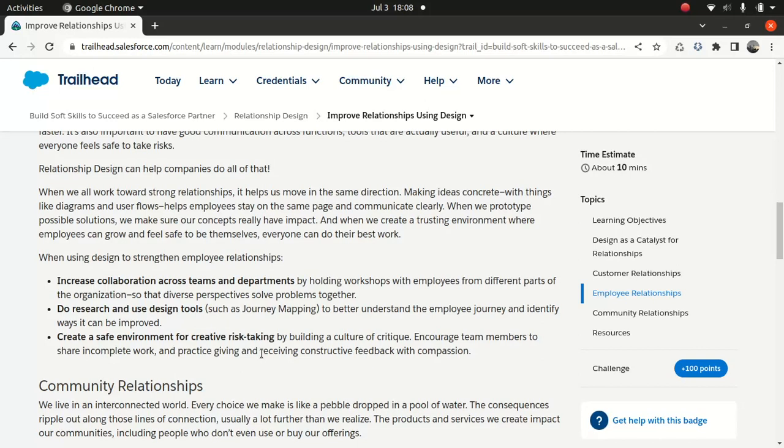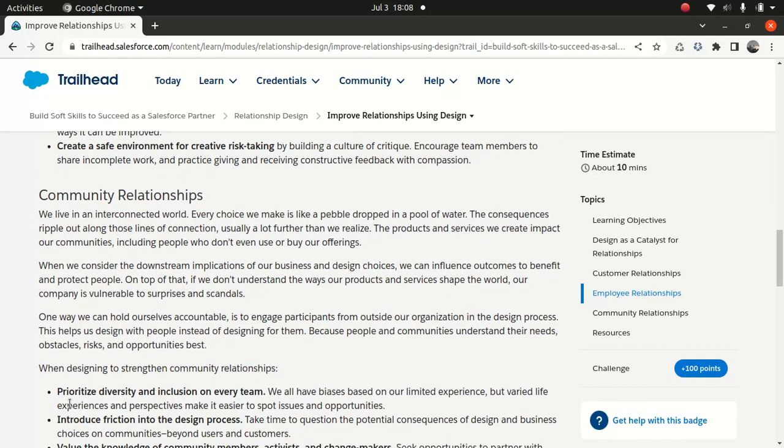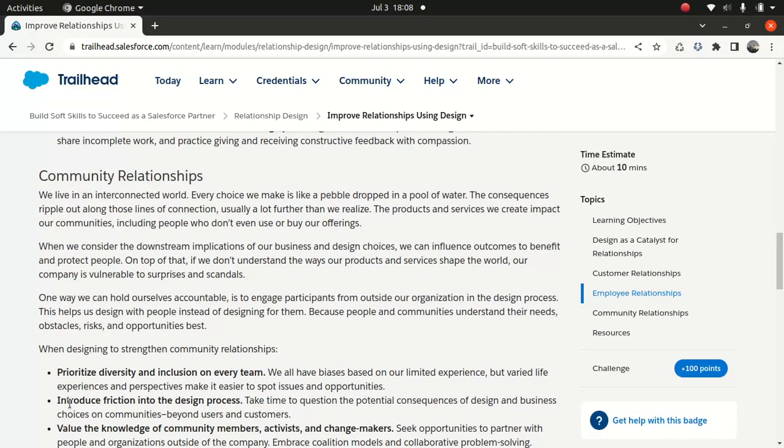So improved relationship for design covers all of this. And you must be wondering why I've been talking about it. Because it's a part of it. UX design, human-centric design, involves building a relationship between your customer and the company, and building a relationship between your coworkers. So that's why it's important. Also, the community relationship, like I said, I gave you an example of the COVID-19 project I did. So yes, it's important to talk about it.